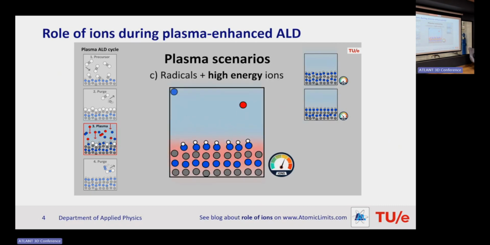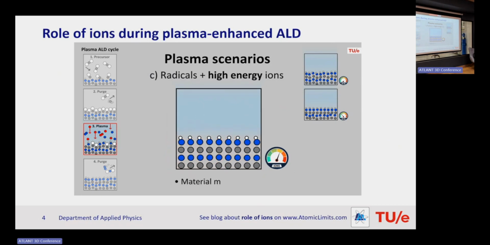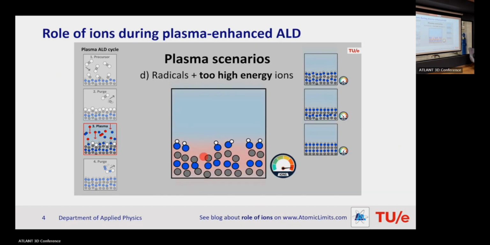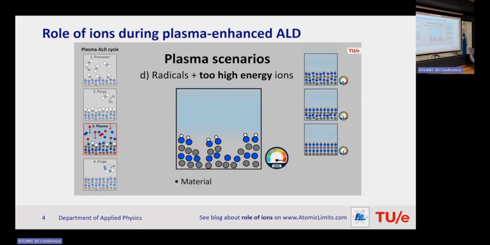What we also have been working on, and we'll show that next, is that we can also increase the ion energy, and then we can actually modify the material. This is something new, or relatively new, and that's interesting. But of course, we can also go to too high ion energies, and then we get damage. So that's also where we want to stay away from, of course.